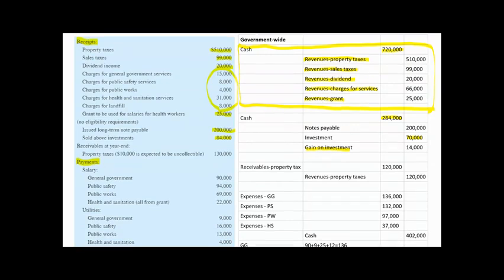And then the last one is related to the receivables at year end. The total gross receivable is 130,000, because they consider 10,000 not collectible, which means that the net amount of receivables is 120,000, equal to 130,000 minus 10,000. So the journal entry is to debit property tax receivable and then credit property tax revenue, 120,000. Alright, so that's all the journal entries related to the cash receipts.